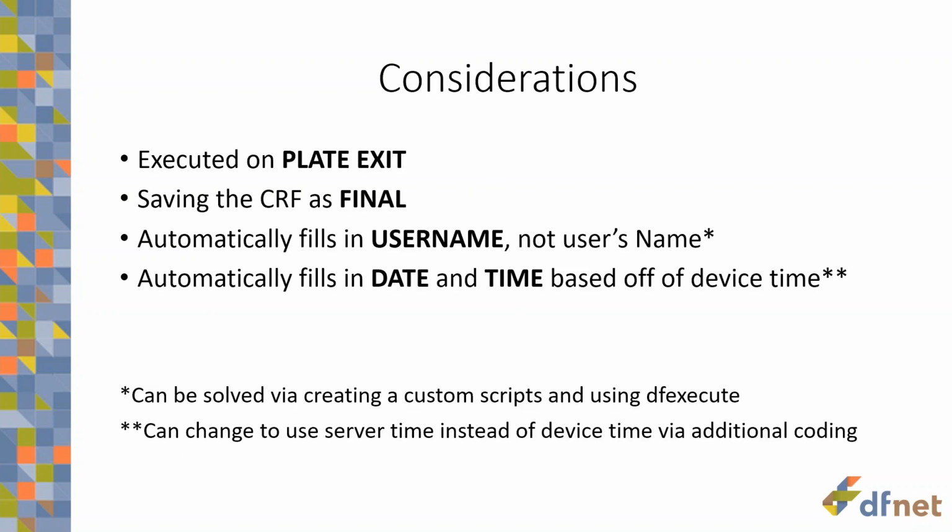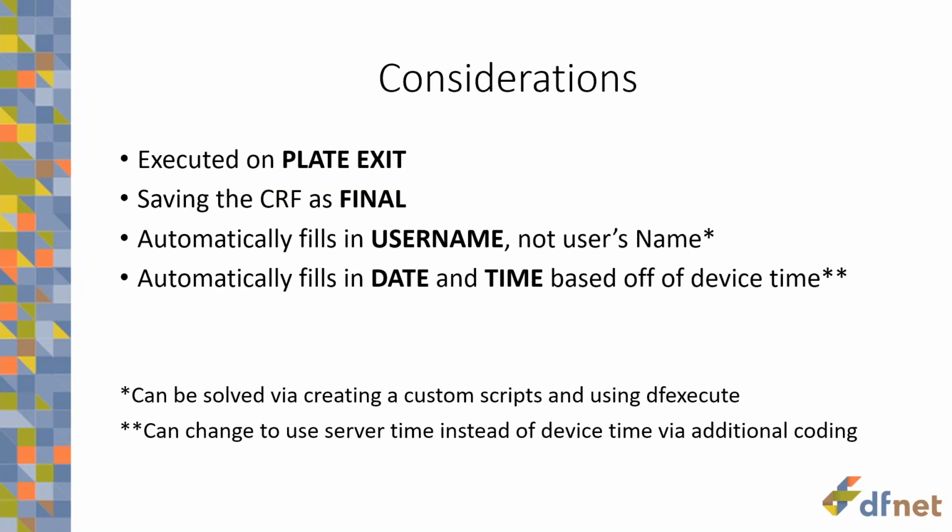Things to consider during implementation is that this edit check has to execute on plate exit. The way DFtrigger, the core component of this randomization, works is that it executes on plate exit, so then it can update a separate record. And then saving the CRF as final is important. If you do not save it as final, then the randomization is not going to proceed. You can alter that in the code, but we do not recommend that.